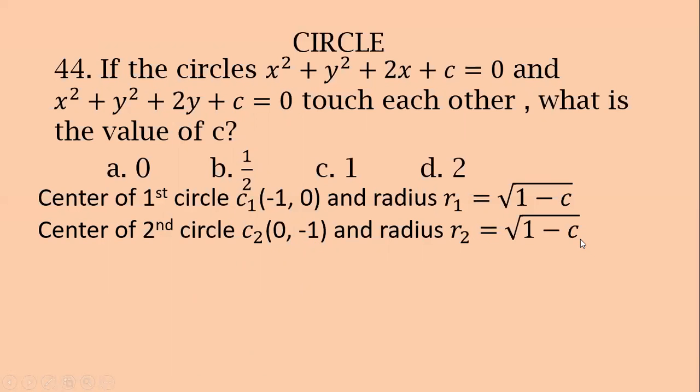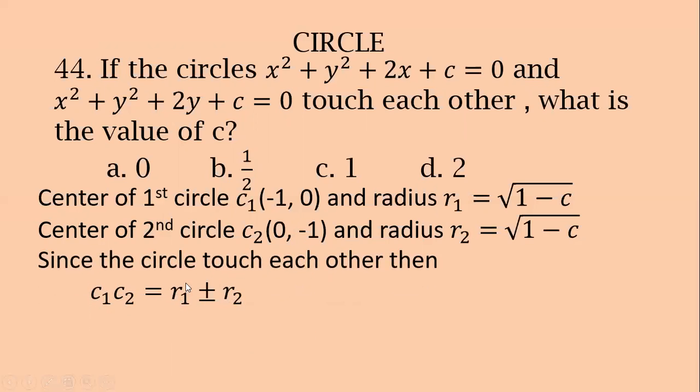And this is the radius. Now we see, we don't know whether they touch internally or externally. So this is the common formula. Now, if they touch externally, then we put the plus sign, and if they touch internally, we put the minus sign. But one thing we have to know, two circles at a time cannot touch both internally and externally. Okay, let us test the external case first.